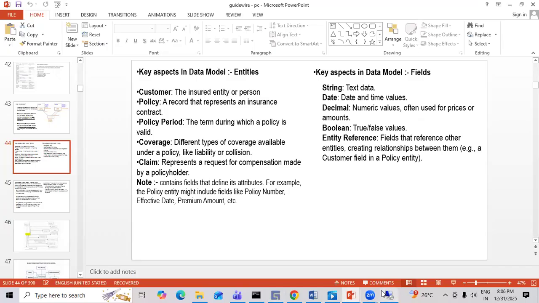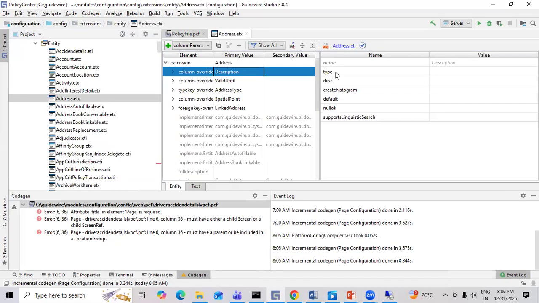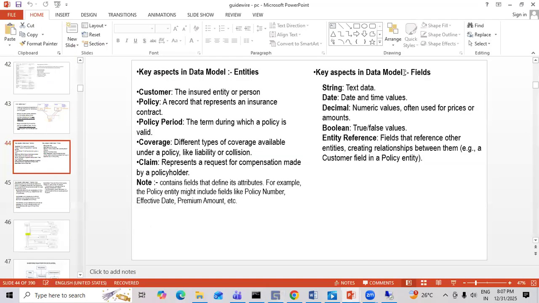All these things come under the fields. These are the different fields. Fields can be represented based on what type of field we are creating, what kind of address type we are taking here, what is the decimal number that we need to provide, and what is the default value that we are going to create. All these things are part of the data model.